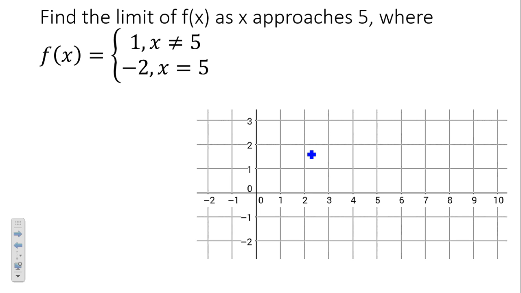Okay, so y is 1. Y is 1. But it can't be 5, right? At 5, what's y? A negative 2. So we've got a closed circle here. We've got an open circle here. And that's what our graph looks like. So as x approaches 5 from the right, what's our value for y?